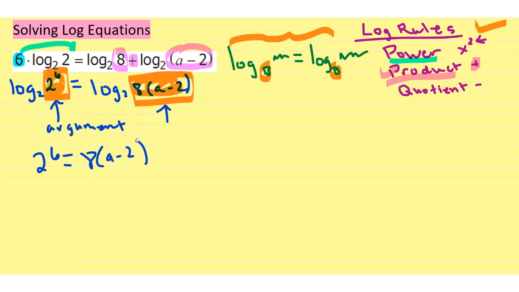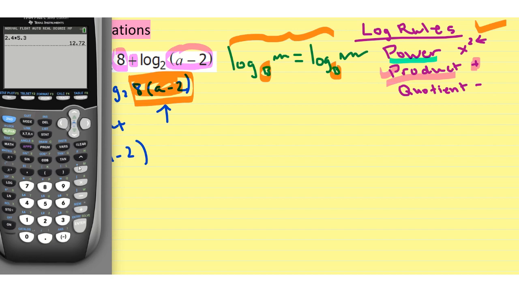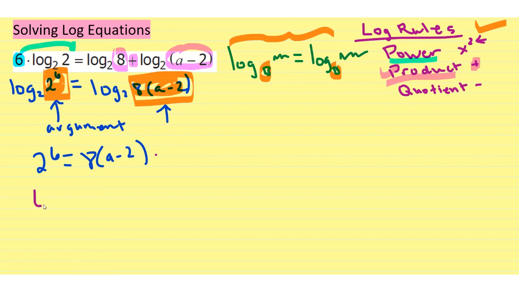At this point, it's rather simple Algebra 1, solving and simplification using order of operations. We need to figure out what 2 to the 6th is. Let's pull up our calculator. 2 raised to the 6th power is 64. So 64 is equal to, and we're going to distribute this 8 into the parentheses, so it's 8a, and 8 times negative 2 is negative 16.